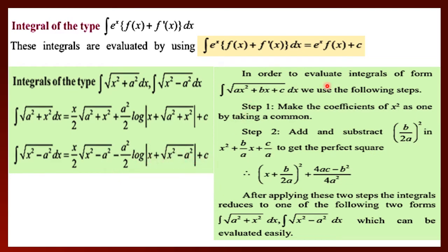And in order to evaluate the integral of the form root of ax square plus bx plus c, we use the following steps. We apply the completing the square method and make the function root of x square plus a square or x square minus a square, and apply this formula. The method of completing the square we have already learned in the previous videos.